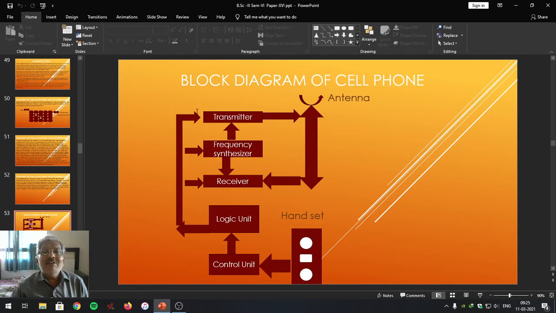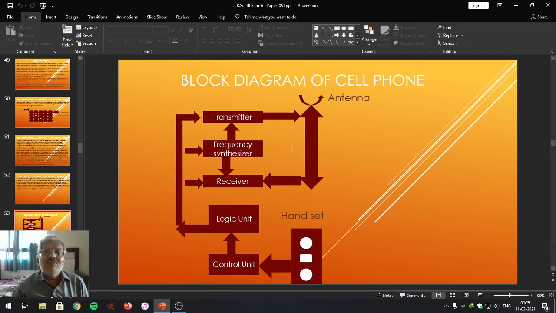In the transmitter, the signal will be picked up from the mic. It will be converted into an electrical signal, and then it is processed in the transmitter. That is amplification, modulation, coding, power amplification, and then feeding that signal to the antenna through the duplexer.